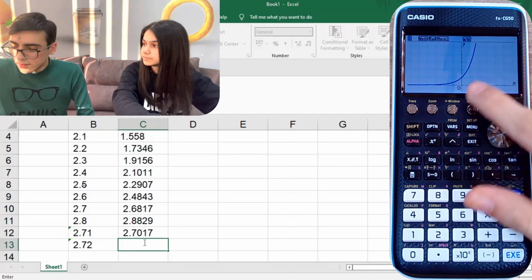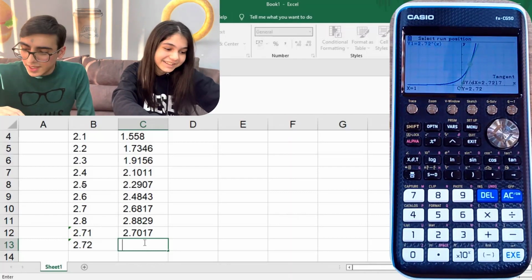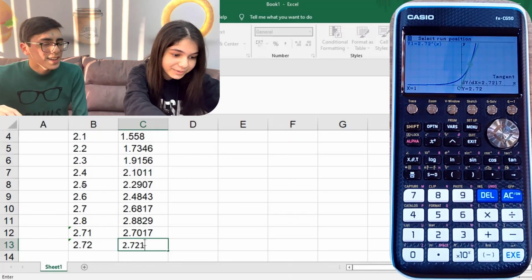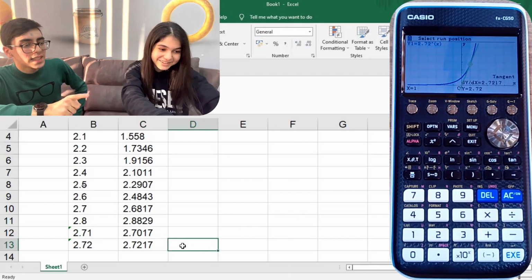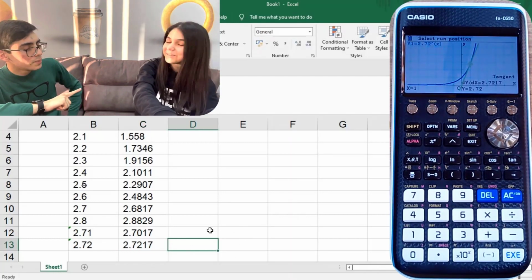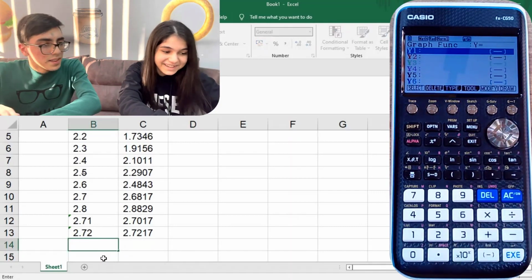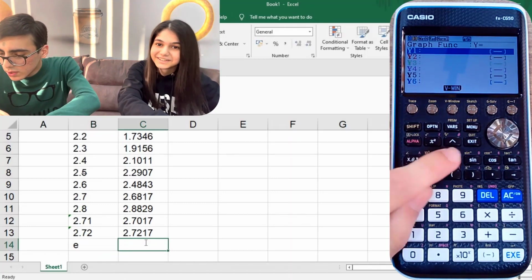And let's see what it will give me. You will not believe me, but it's 2.7217. Really? Whoa. Wow. But let's actually try e itself, because my calculator can do this. Just watch it. I'm too excited to do it. Just write an e, and I will insert it here.